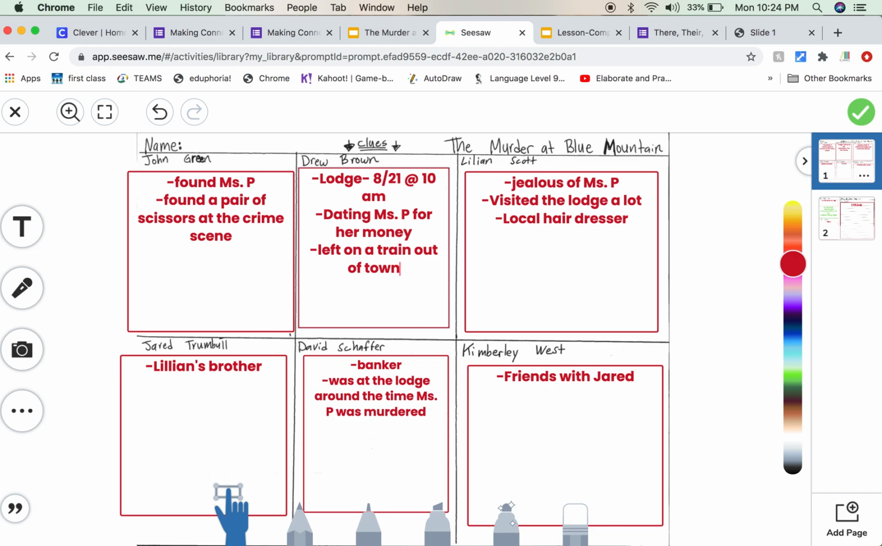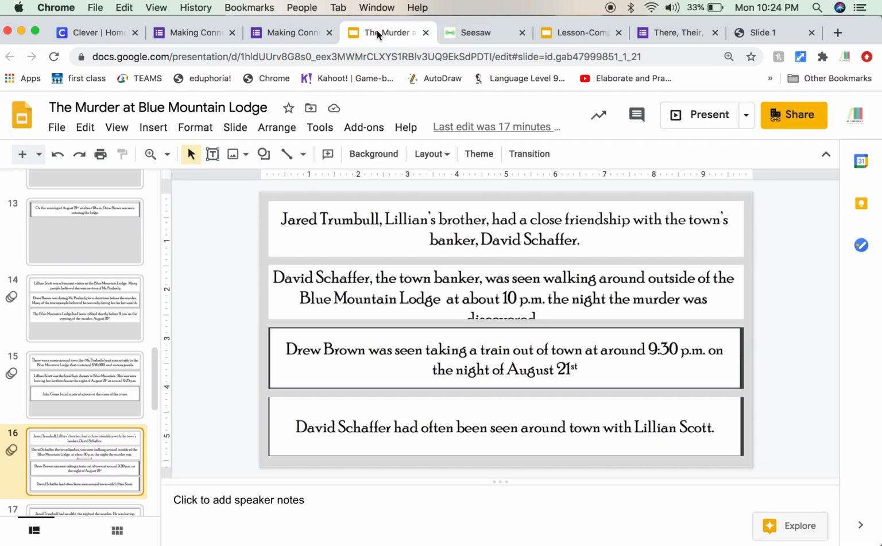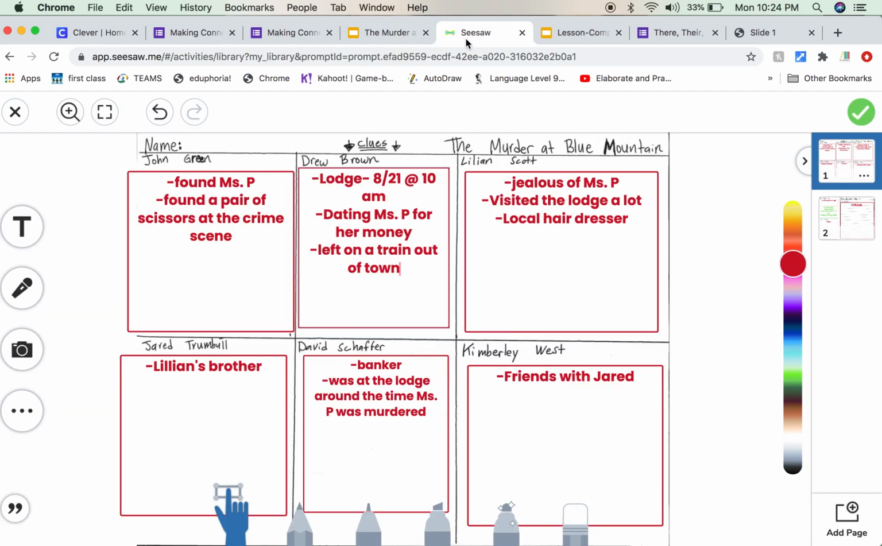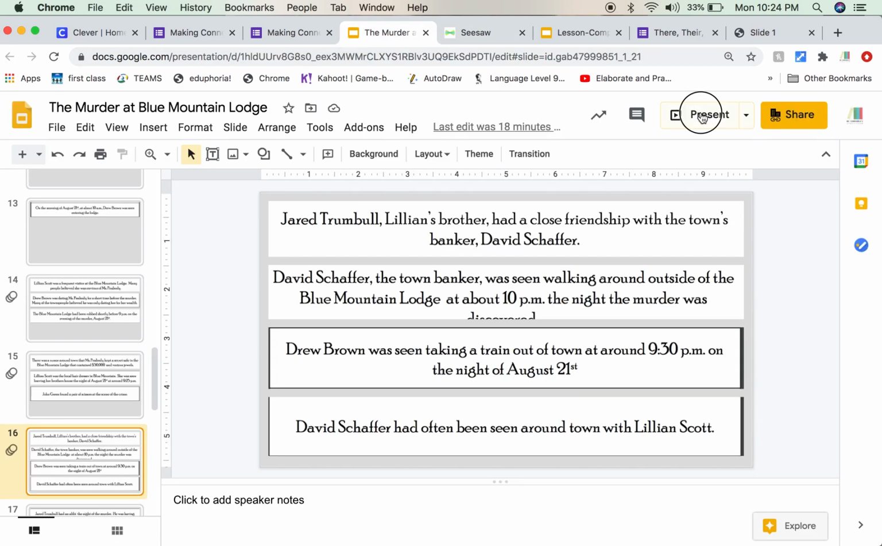So why is he leaving? Did he use Miss Peabody's money since they were dating? Lot of questions. So remember, if you fell behind, just pause and type in your clues for each of the suspects for page 1. Now let's go back and look at our clues.